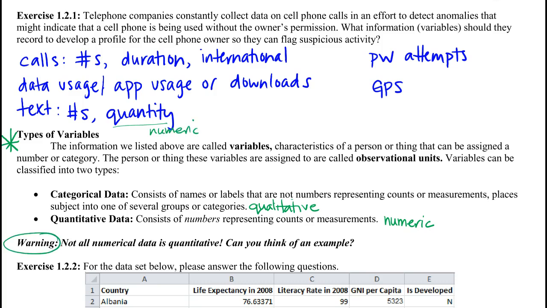But we have this big warning here that not all numeric data is quantitative. And hopefully this example right here, the phone numbers are a really good example of numeric data that is not quantitative. Sorry, I hate this giant fat pen. I have to stop it. So anyways, now I should have a tiny, tiny red pen.